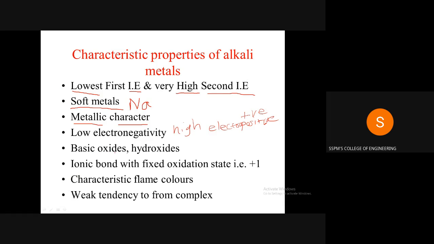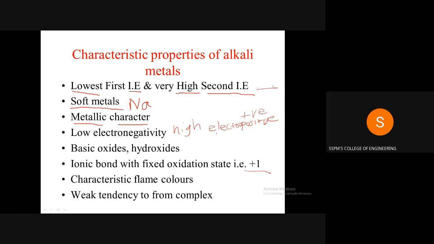Then they form basic oxides and hydroxides. They form ionic bonds with a fixed oxidation state of plus one. So it has a plus one oxidation state. This property is very important. Soft metal, low first ionization energy and high second ionization energy.